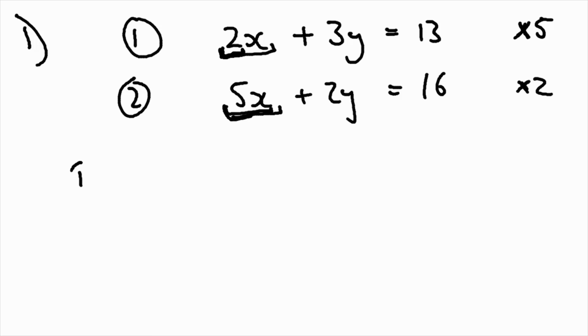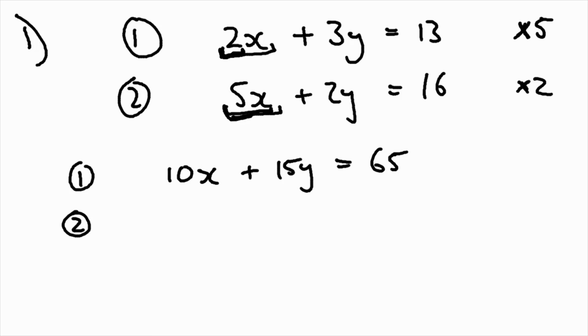If we rewrite these out, 2x times 5 is 10x, plus 3y times 5 is plus 15y, and this equals 13 times 5, which is 65. The second equation, 5x times 2 is 10x, 2y times 2 is 4y, and this equals 16 times 2, which is 32.